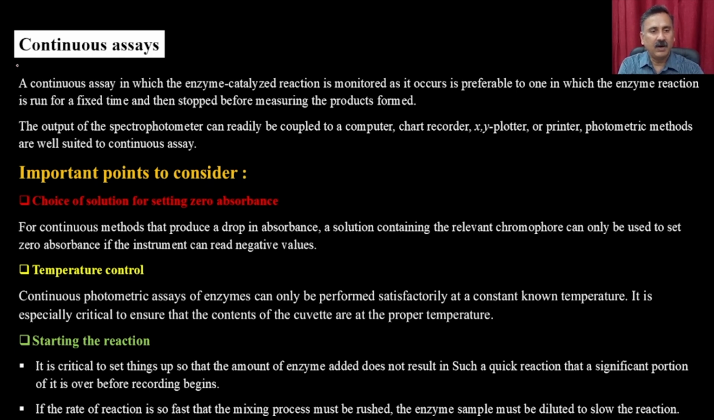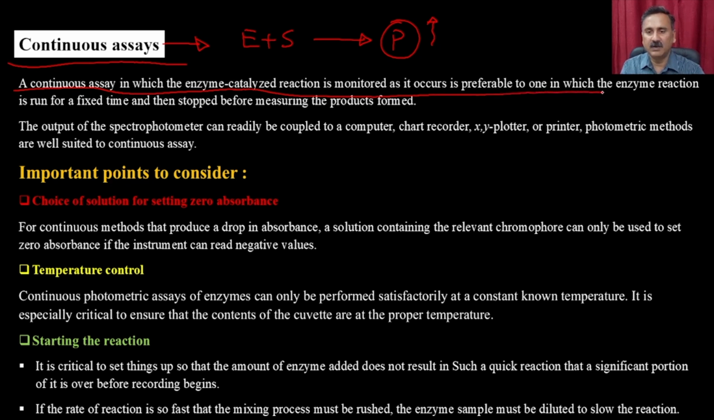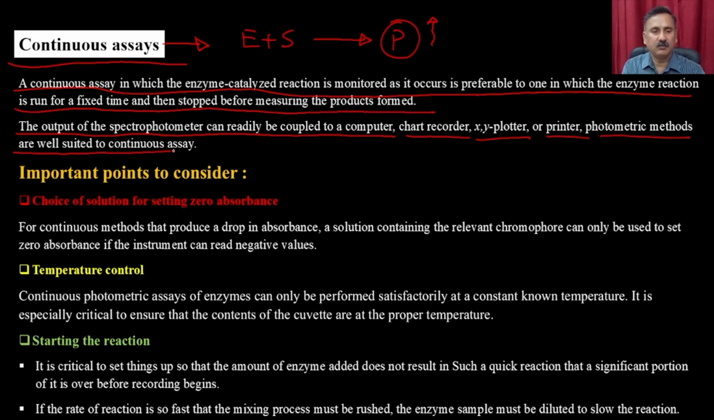Then in photometric assays, you can have the continuous assay or the discontinuous assay. When setting up the continuous assay, you have the enzyme, you add the substrate, and you get generation of product, which you can measure. Either you measure the substrate or the product. The continuous assay, in which the enzyme catalyzed reaction is monitored as it occurs, is preferred to one in which the enzyme reaction is run for a fixed time and then stopped before measuring the product formed. The output of the spectrophotometer can readily be coupled to a computer, chart recorder, or X-Y plotter or printer, and photometric methods are well suited to the continuous assay.